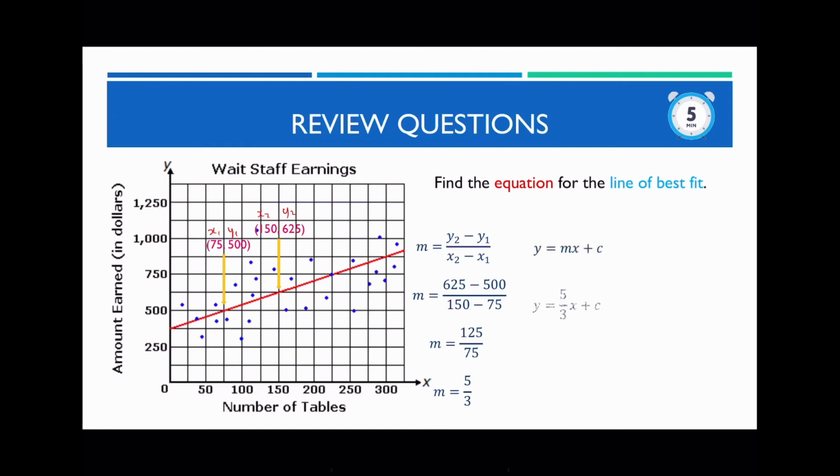So once we do this, we just substitute it into our equation, and then we'll substitute a coordinate to find the y-intercept. So I'm going to be substituting 75, 500. So if I did this, then this is what it looked like. Simplify this, so put this into a calculator. What is 5 on 3 multiplied by 75? This gives you 125. In this case, to get rid of the positive 125, I'm going to subtract both sides by 125. So therefore, c is going to equal 375.